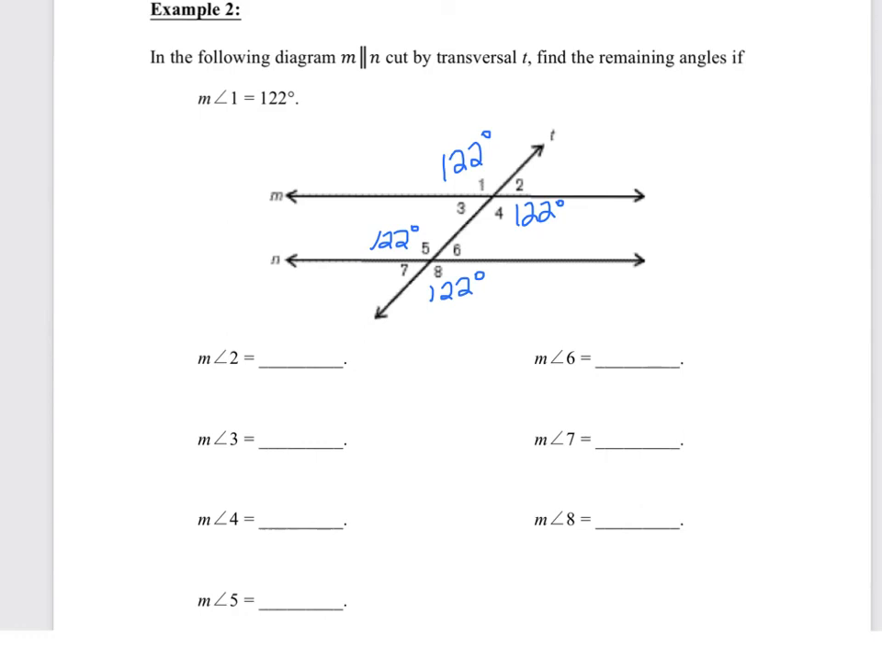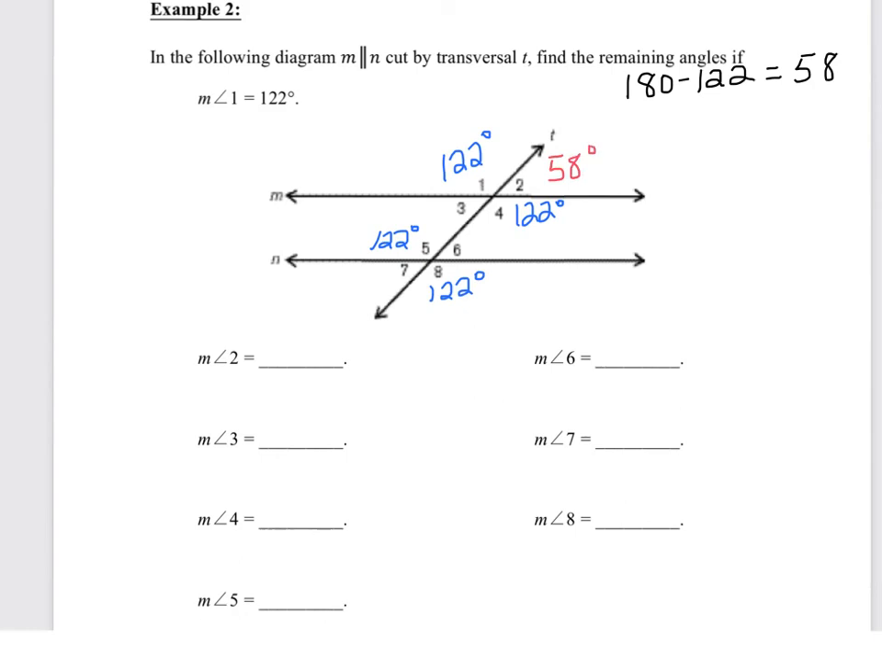So how do we find the other angle here? How do we find the missing angle? How do we find angle 2? Well, what do we know about angle 1 and angle 2 here? They're supplementary. Therefore, you're going to subtract 122 from 180. So we're going to say 180 minus 122 to find the other missing angle. And 180 minus 122 equals 58. Therefore, angle 2 is equal to 58 degrees.